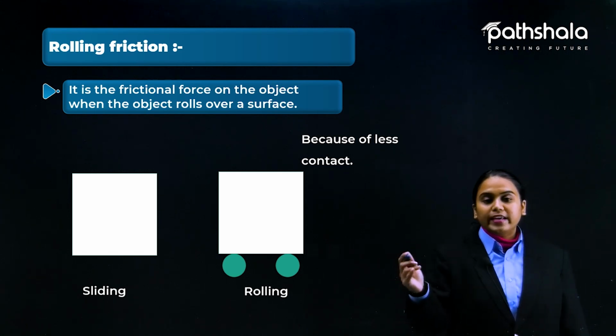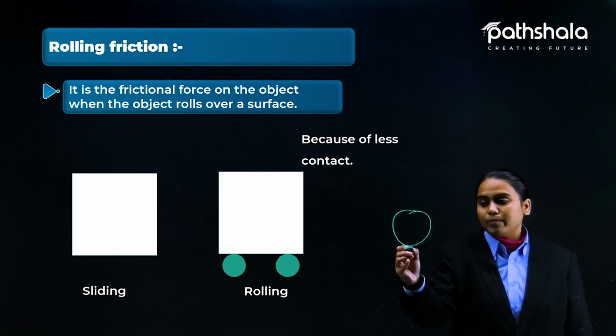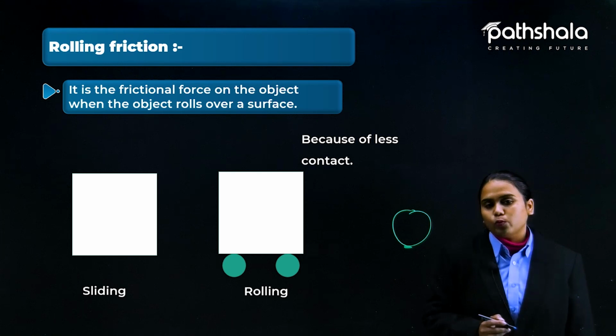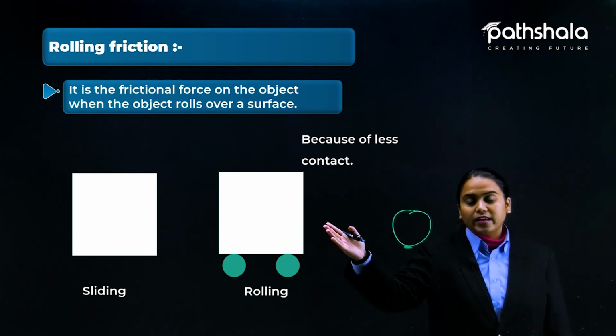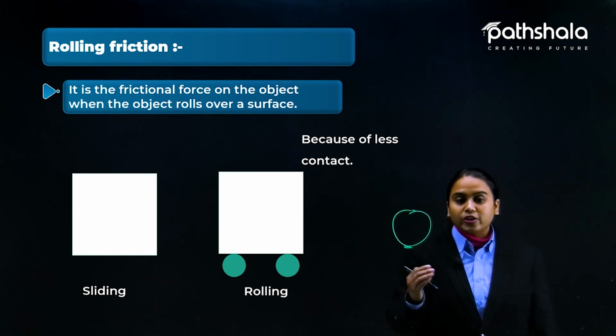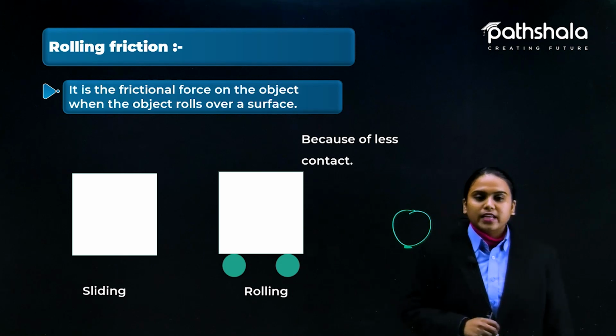And in the rolling case, because the roll has a round surface, only a small portion is in contact with the surface at a time. That is why we can say there is less contact, so rolling friction is less compared to the other two, that is sliding and static.